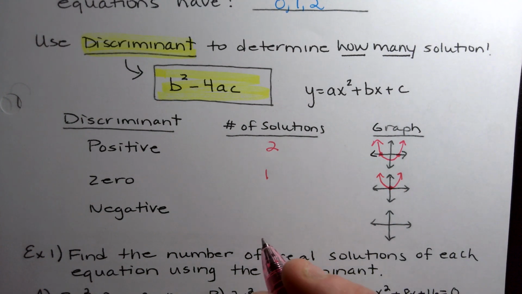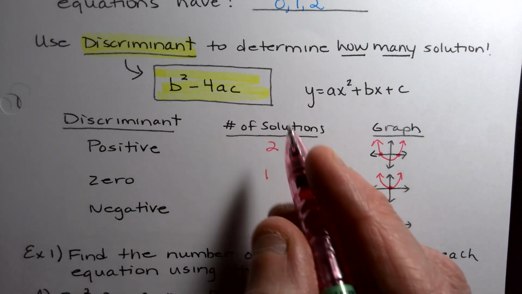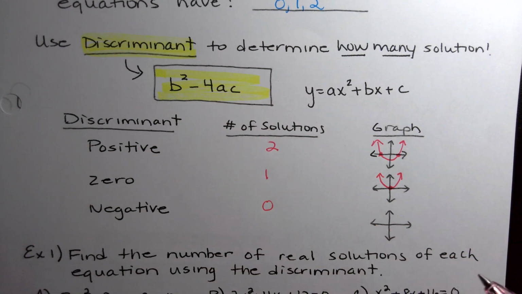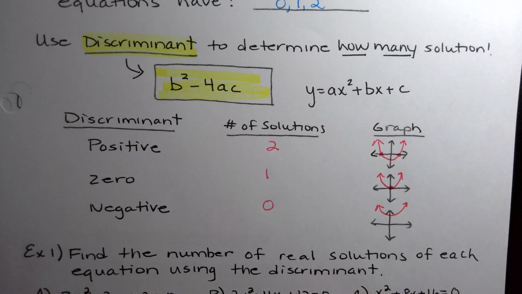If this happens to equal exactly 0, there's 1 solution, and that is when it touches in exactly 1 spot. Could have turned down too, any of these could. And if you get a negative value when you do that, that is 0 solutions. And that means it never touches the x-axis.